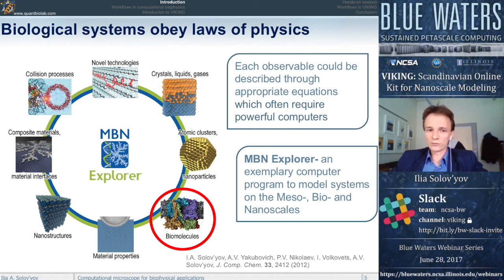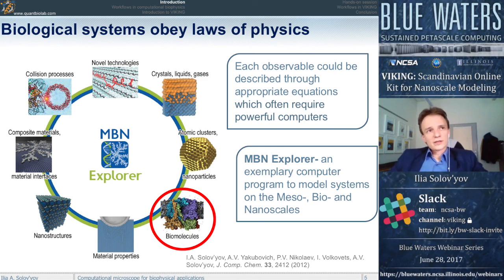And well, in this slide, I would like to emphasize MBN Explorer, that software actually allows you to do a lot of different simulations on different scales. And so biophysics would be just one example here. But of course, it is not the only software that you can use for doing complex simulations. And in my webinar today, actually, I will be talking about some other programs as well.